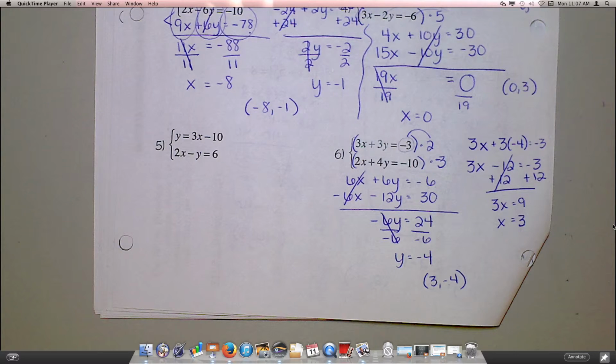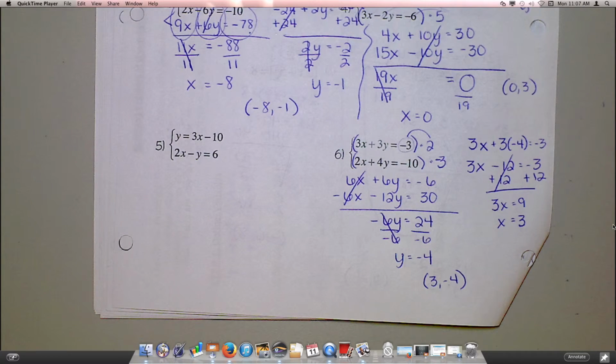Take a look at number 5. What's wrong with number 5? There's no y and x together. Y is by itself. Okay. The real problem, it doesn't even matter that the y is by itself or not. The problem is that they're not over each other. They're not set up to where I can just start adding together.